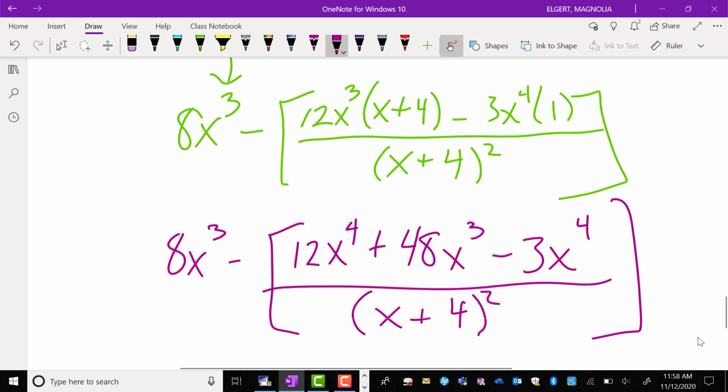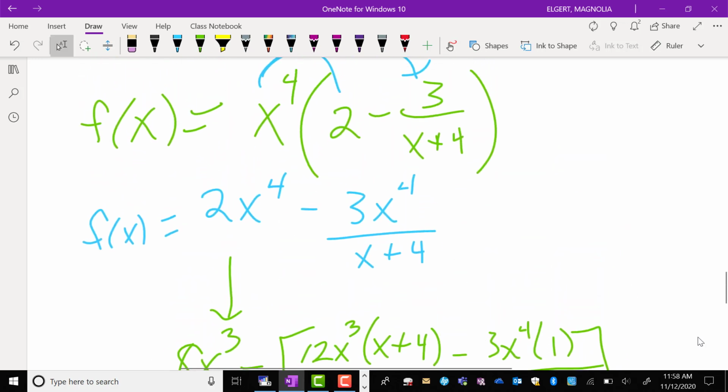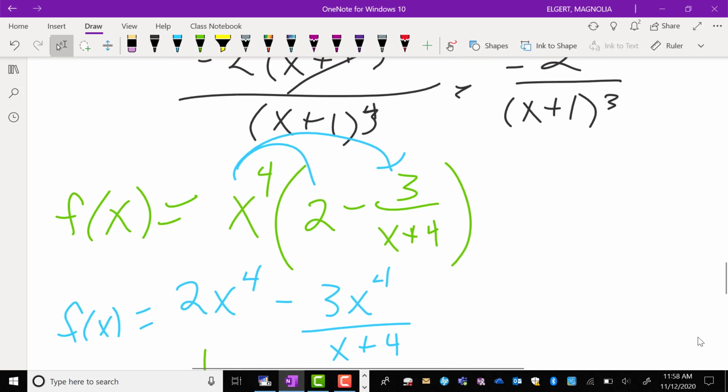So you could leave it like that. You could technically put this over 1 and do the butterfly. I don't know if that would help you at all on that problem, but that's what you would do. So just remember on these, if you can do algebra first, that usually makes your life a little bit easier.